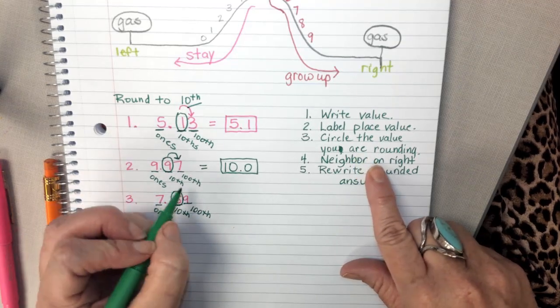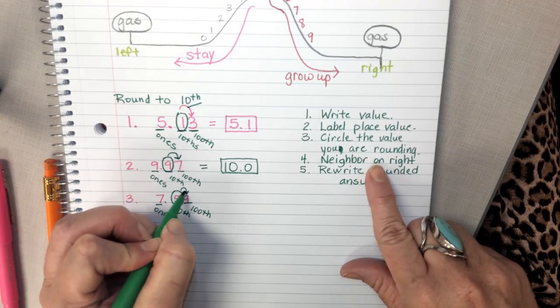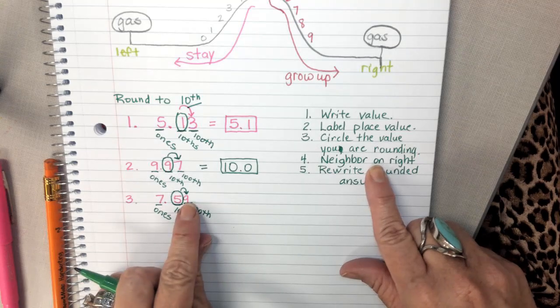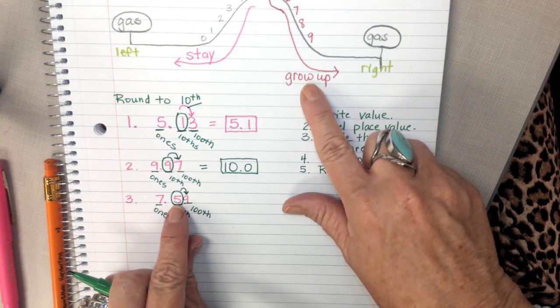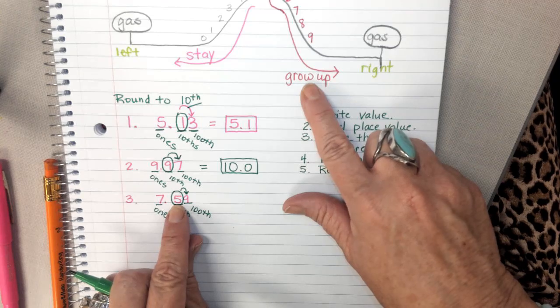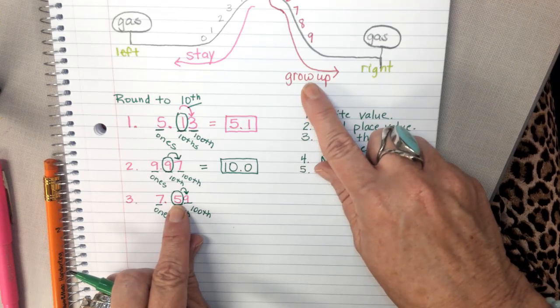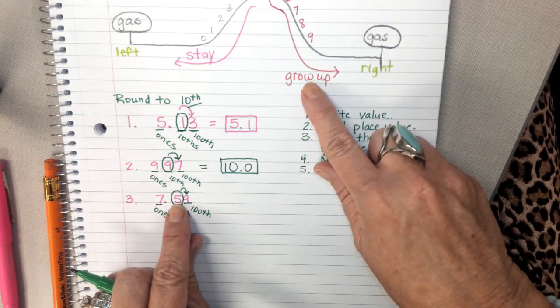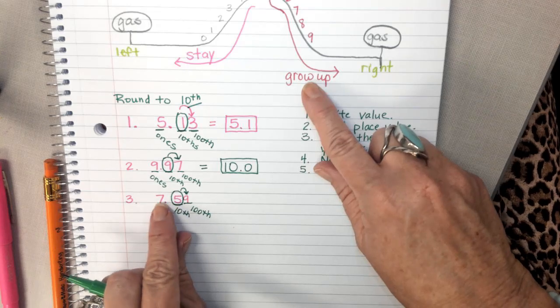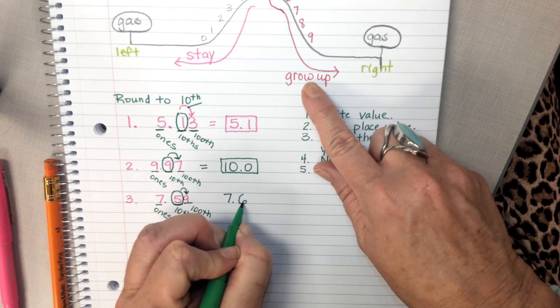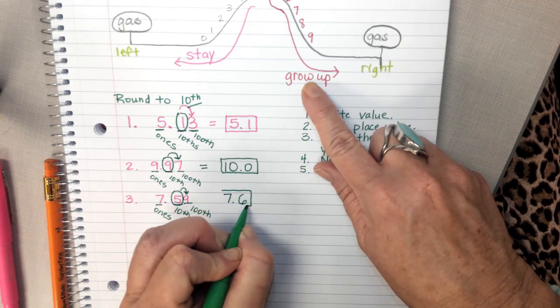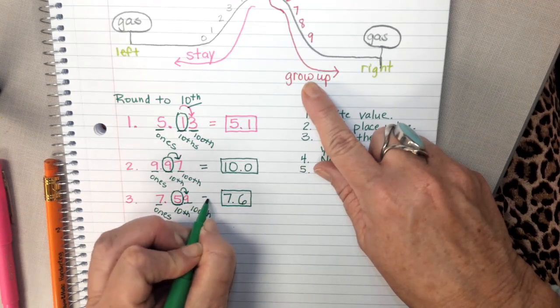Go to your neighbor on the right. Our neighbor on the right is a 9, and he says to grow up. Again, only the digit in the circle is the one that's doing the growing. So what comes after the number 5? 6. So we're going to keep the 7. We're going to change the 5 to 6, and that is it. This number has been rounded to the nearest tenth.